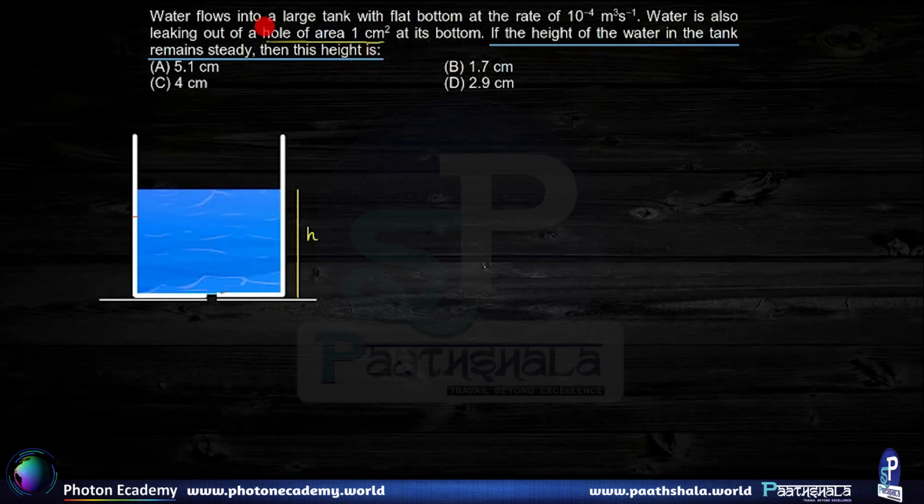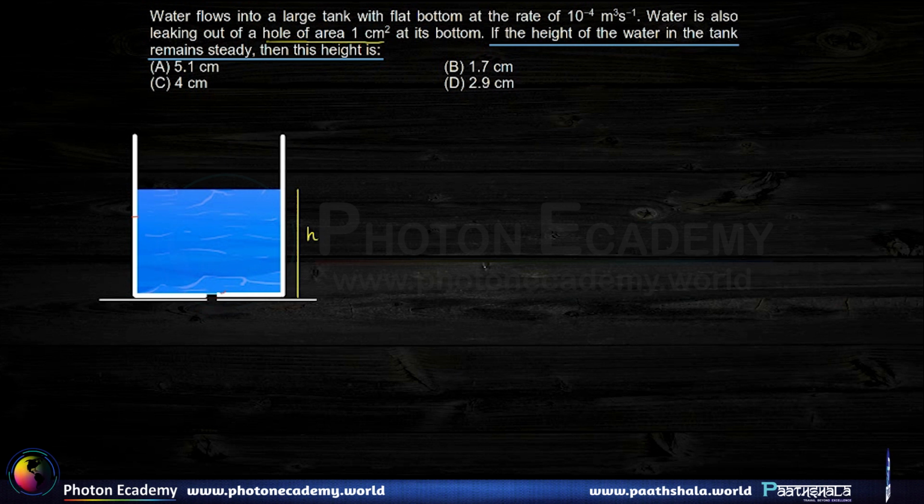Water flows into a large tank with a flat bottom at the rate of 10 raised to minus 4 meter cube per second. Water is also leaking out of a hole of area 1 centimeter square. So here there is this hole out of which water is leaking out. If the height of the water in the tank remains steady, then what is this height? So this height they have given to remain steady.